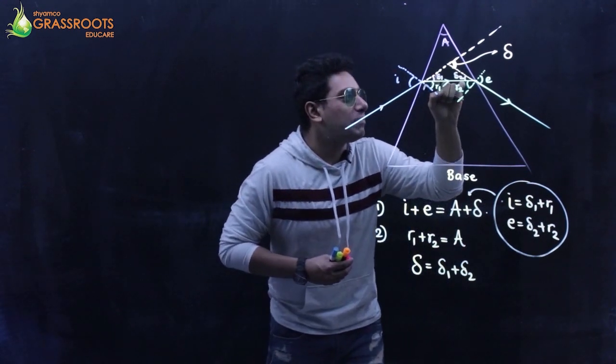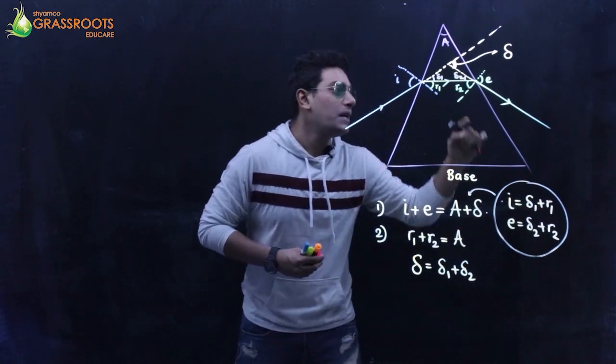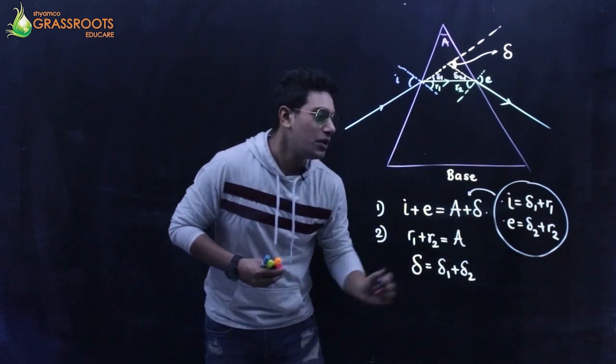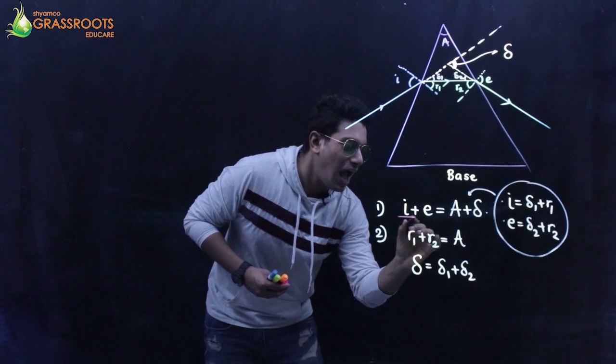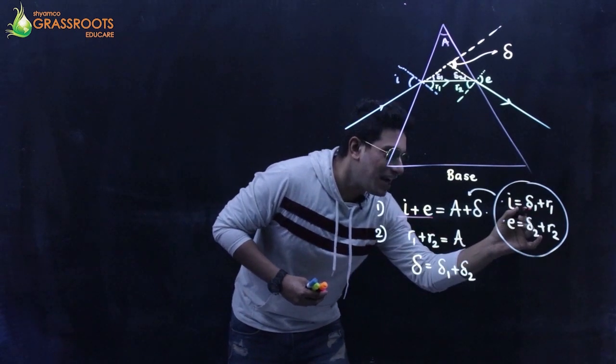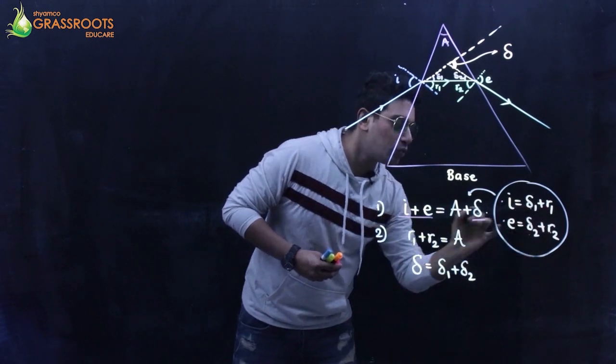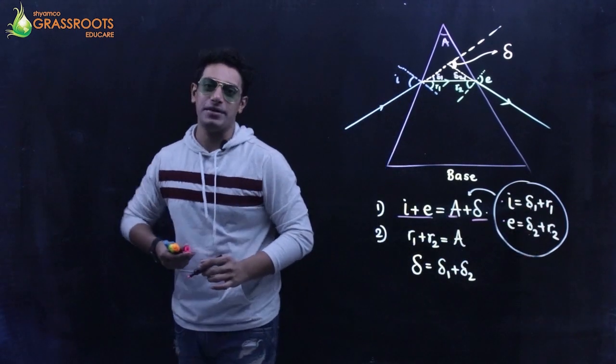I is equal to R1 plus delta 1. E, vertically opposite angles, is R2 plus delta 2. When you add both of them, I plus E is equal to delta 1 plus delta 2, which is delta, R1 plus R2, which is A. That's how I get it.